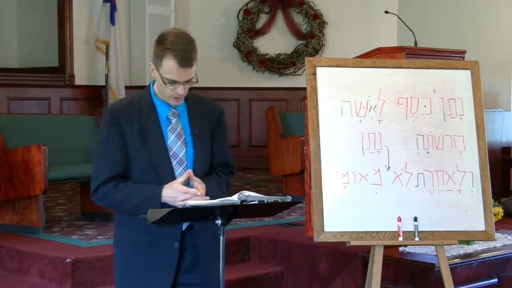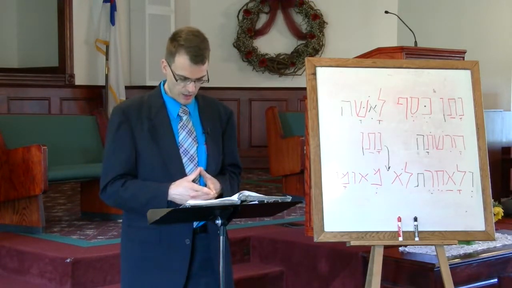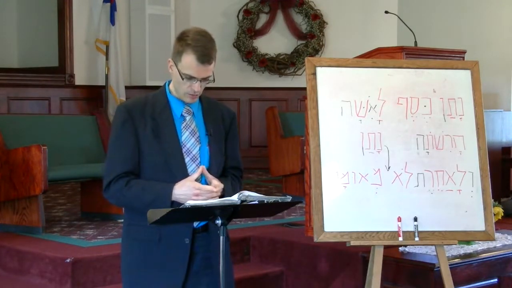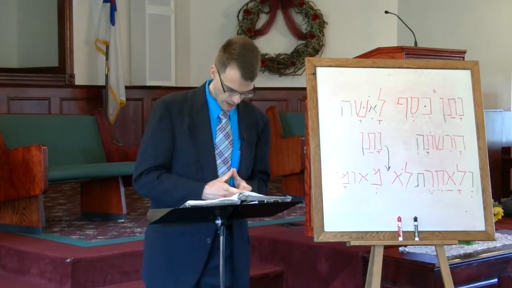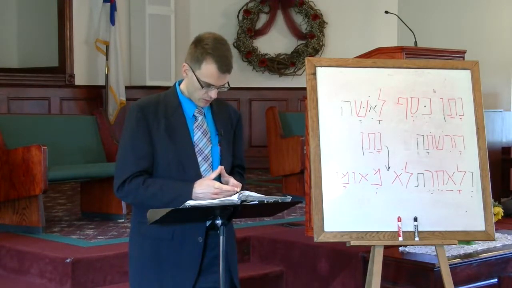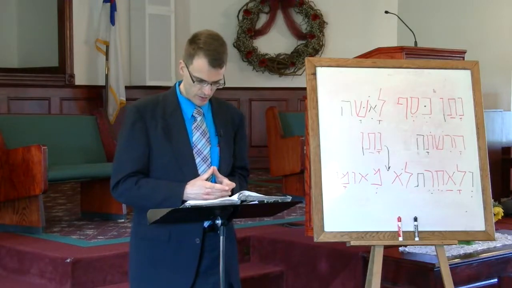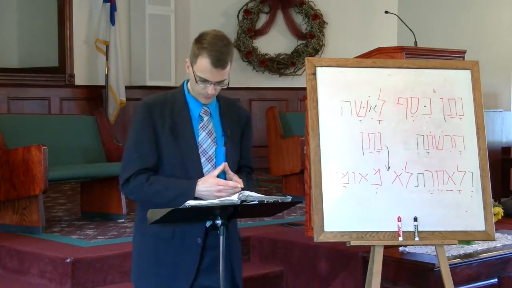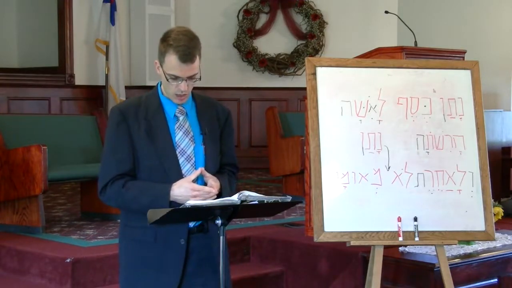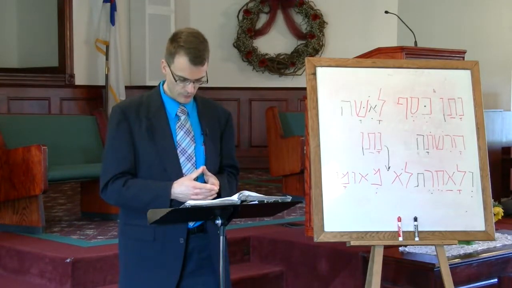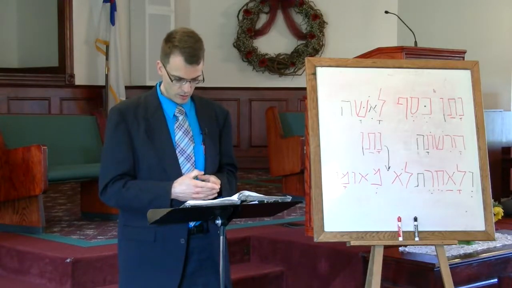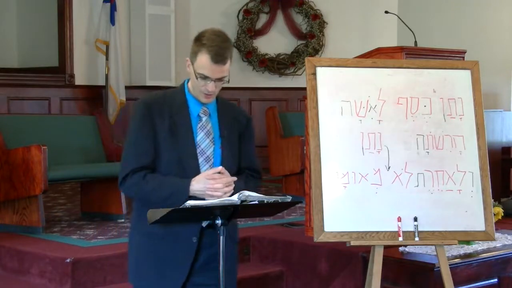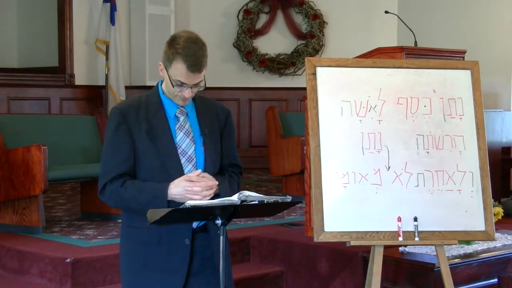So some instances there. Mi asa et hadavar hazeh. Who did this thing? Mi at. Who are you? And that's a good question if you don't know. And at is feminine singular. So who art thou? Feminine singular. Bat mi at. Whose daughter art thou? Here's an important question when you have daughters. Lemi natata et hakesef. To whom did you give the money? So you want to know who they gave money to.